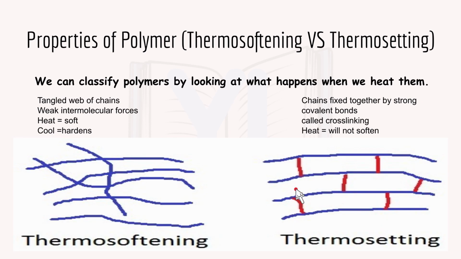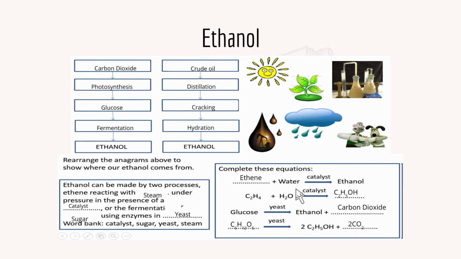You can see we can classify polymers by looking at what happens when we heat them. And then we have ethanol. So here are the two processes of ethanol. We have carbon dioxide to this, which is called the fermentation reaction over here. And here we have the hydration reaction. And ethanol can be made by two processes: ethene reacting with steam under pressure in the presence of a catalyst, or the fermentation of sugar using enzymes and yeast. And here are the equations you can see.